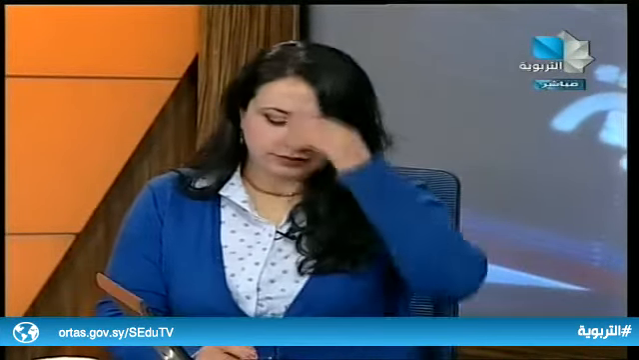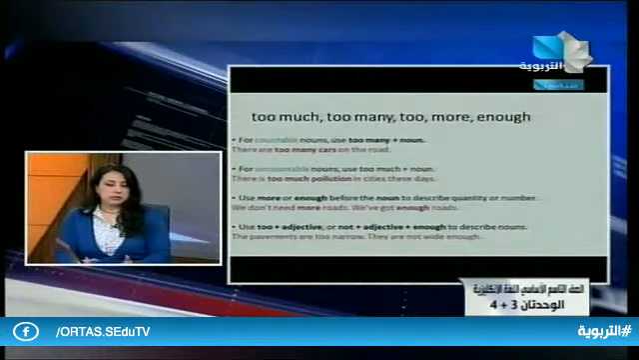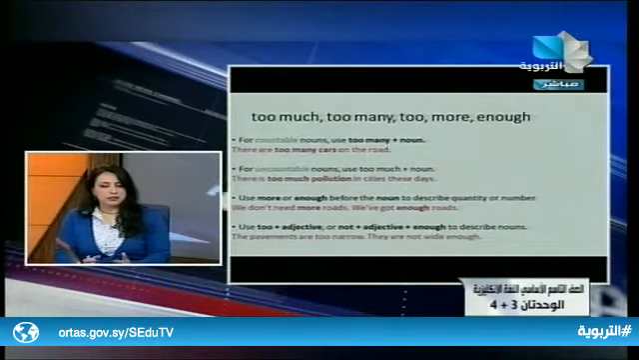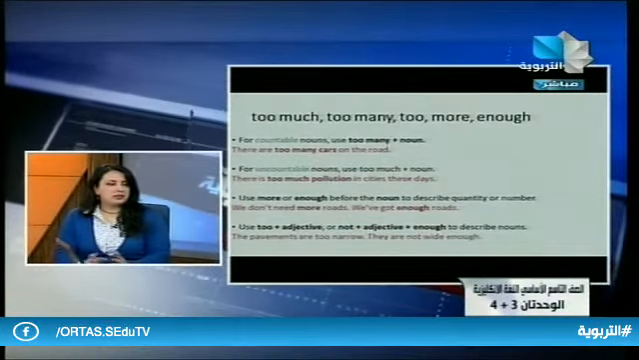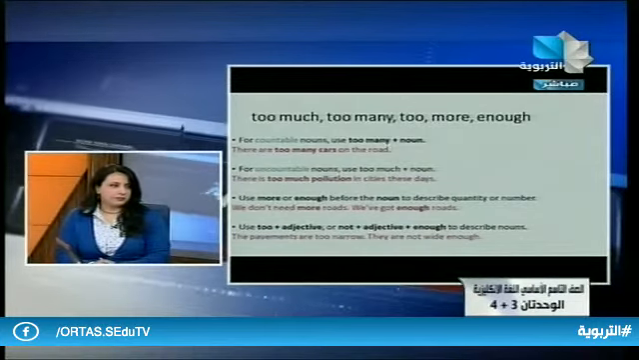So this is important. The position of enough is after the adjective and before the noun. Here we have an example. The pavements are too narrow. They are not wide enough. They can pay attention to it because these words can be used as missing words, so they need to understand the meaning of the word.